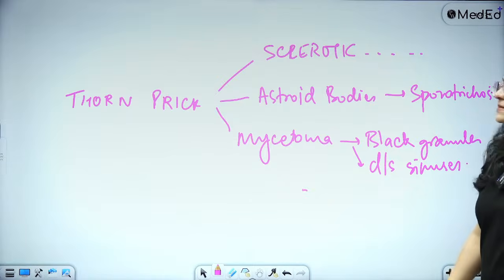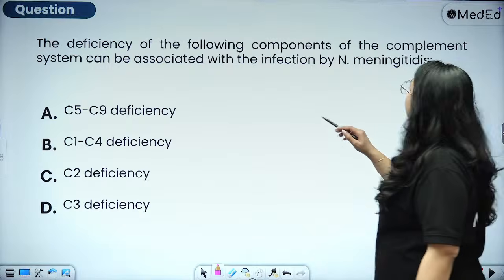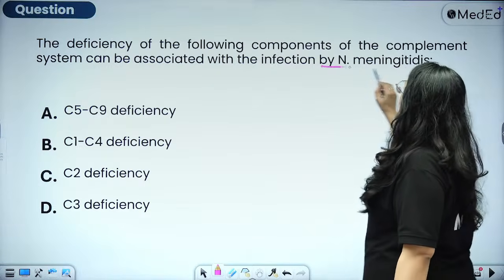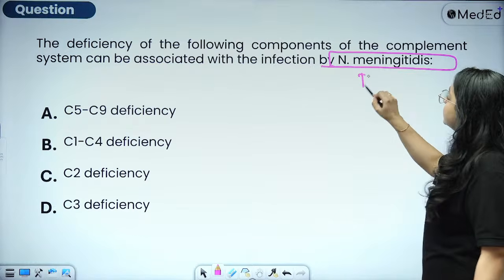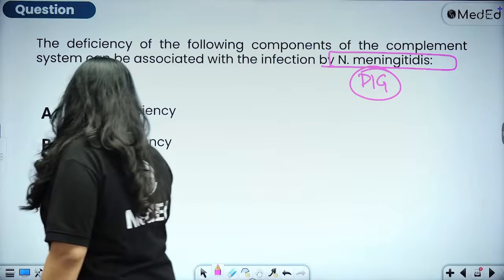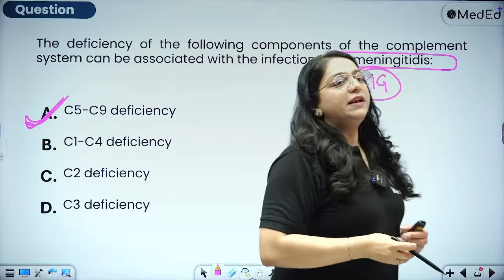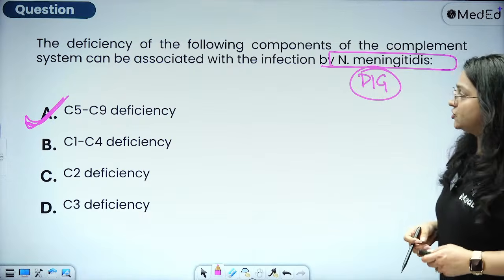Right? Always. Deficiency of the following complement components leads to infection by Neisseria meningitidis. Disseminated invasive gonococcus, C5 to C9 deficiency. Also a NEET PG repeat, a repeatedly asked question.